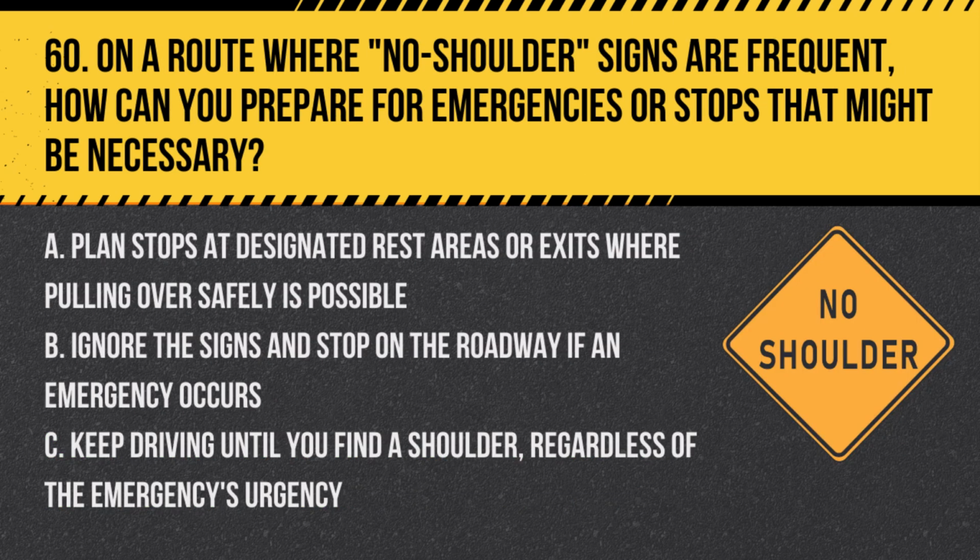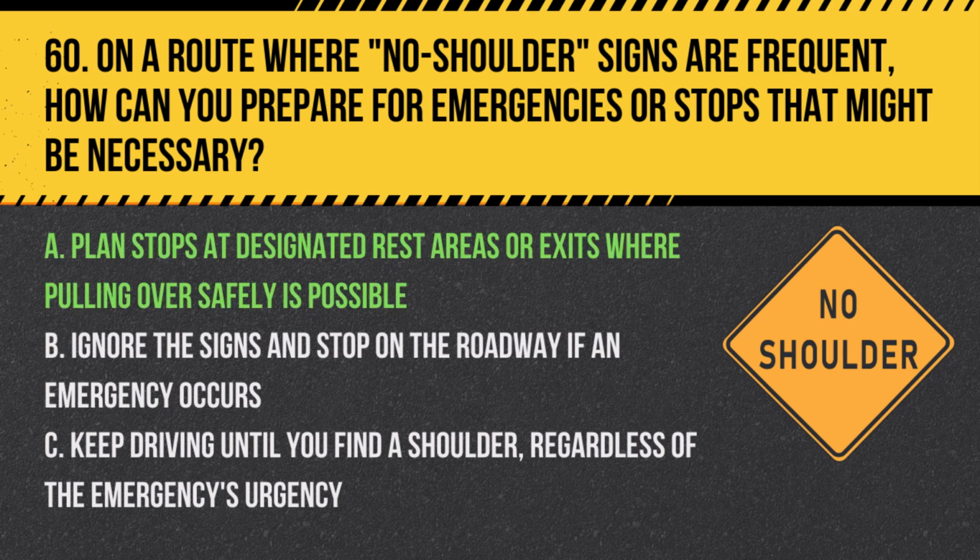Question 60. On a route where no shoulder signs are frequent, how can you prepare for emergencies or stops that might be necessary? A. Plan stops at designated rest areas or exits where pulling over safely is possible. B. Ignore the signs and stop on the roadway if an emergency occurs. C. Keep driving until you find a shoulder, regardless of the emergency's urgency.